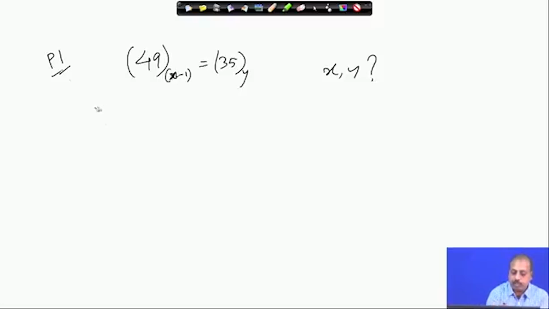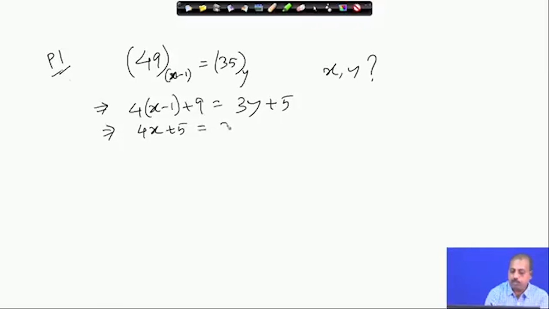If this has to be true, then if we just apply our knowledge of number systems, 4 into x minus 1 plus 9 is equal to 3 into y plus 5. If you simplify it further, it gives 4x plus 5 equal to 3y plus 5. This 5 cancels out from two sides, so we have got 4x equal to 3y. This is the requirement.